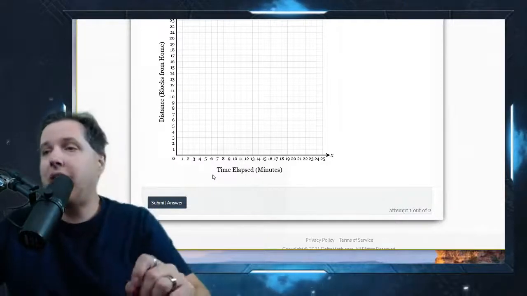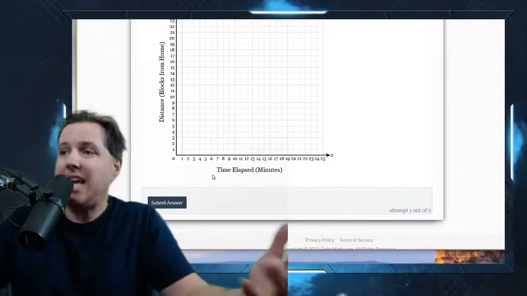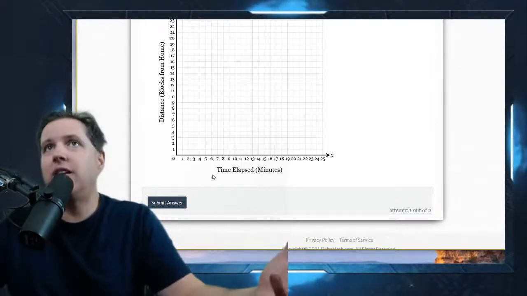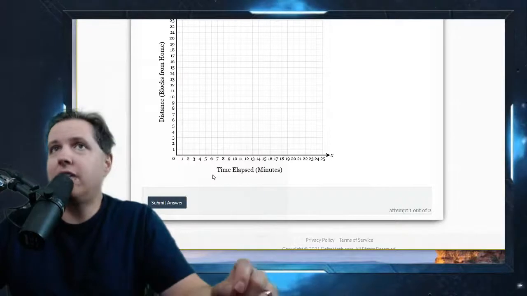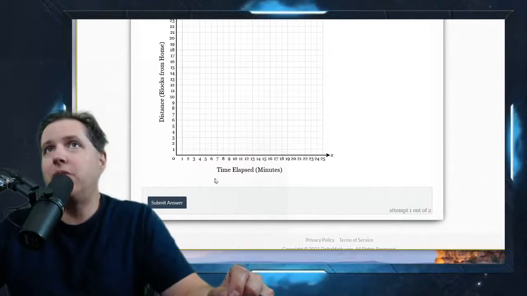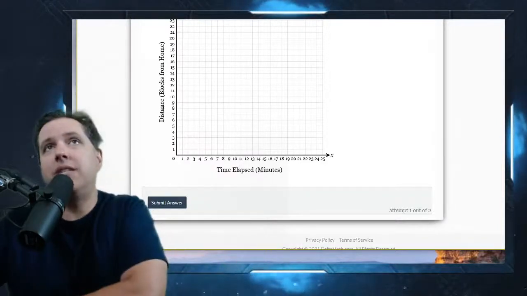Same thing down here. Time could be in seconds, minutes, hours, days, weeks, months, years. There's lots of appropriate time units that you'll see at different times, but we've made it very clear. We're talking about time in minutes.